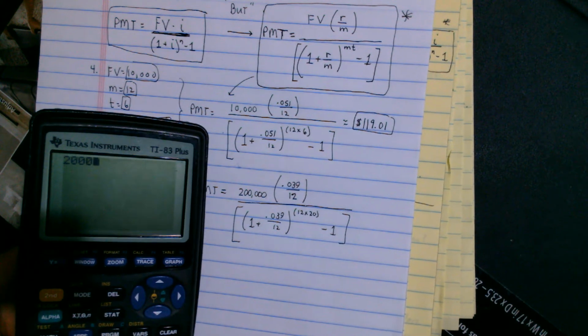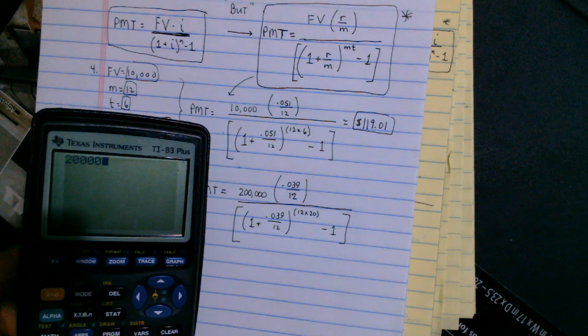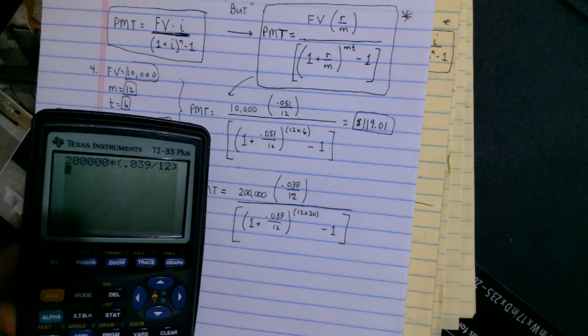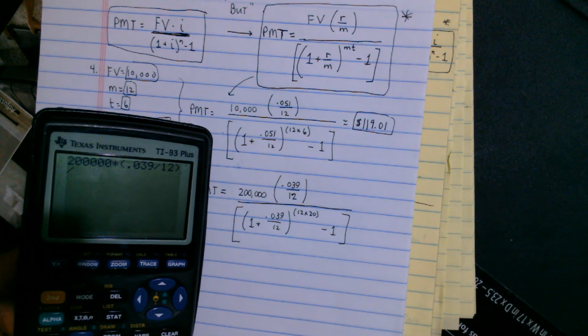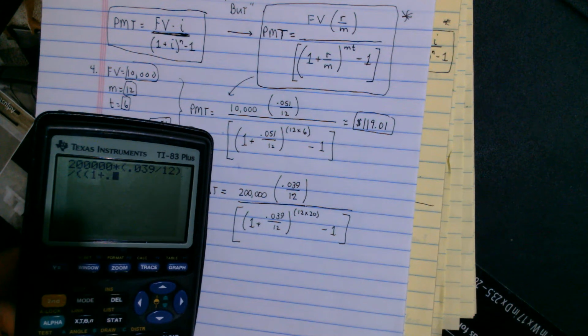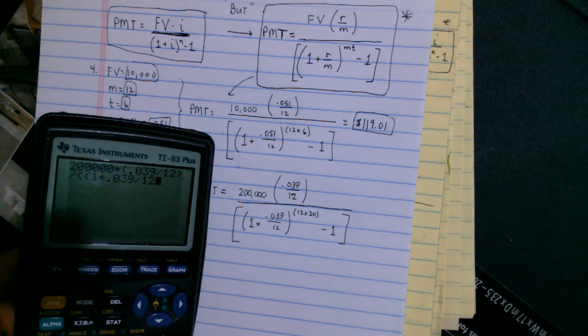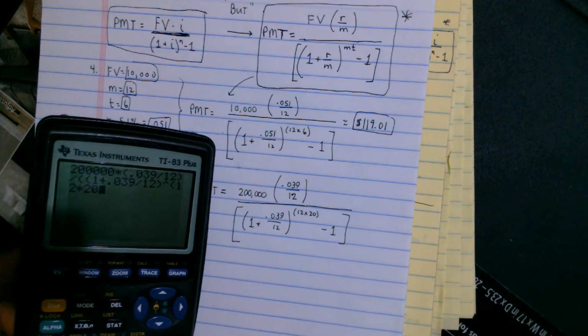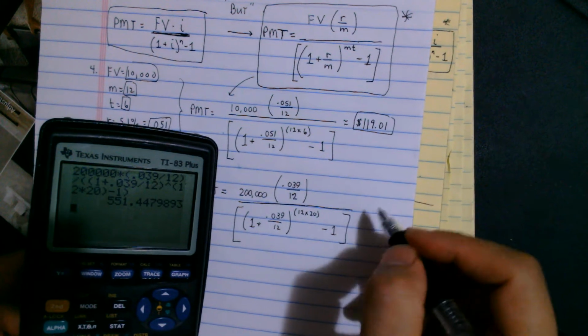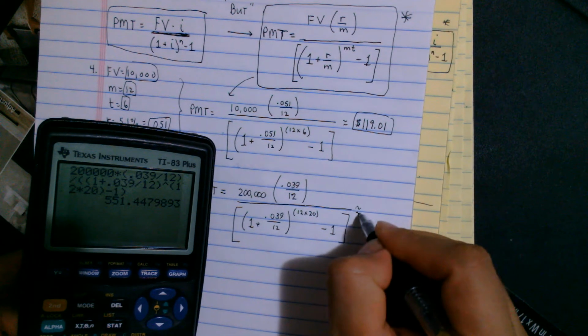So 200,000 times parentheses 0.039 divided by 12 close parentheses divided by double parentheses 1 plus 0.039 divided by 12 close parentheses raised to parentheses 12 times 20. A lot of this is how you put it into the calculator, so you have to be careful, obviously. So $551.45.